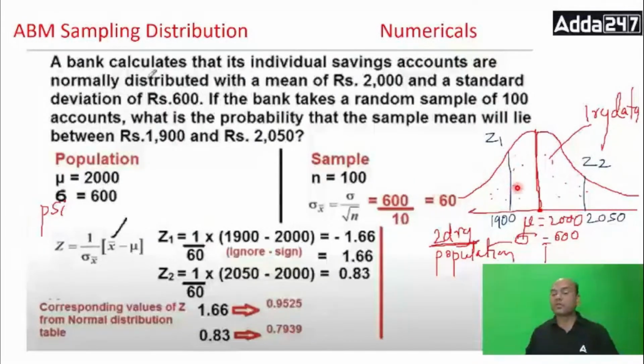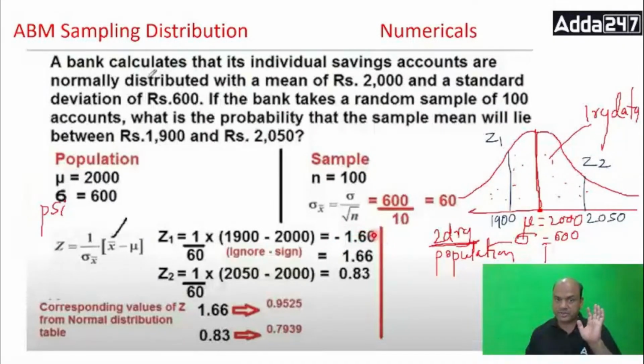Okay. Now you have to find out Z1 and Z2. One is for this, one is for this. So find out the Z. Look at this. This Z will be 1 upon standard error, 1 upon 60 into x bar minus mu. What is x bar? X bar is 1900. So 1900 minus population mean 2000. So that is what? 100. 100 upon 60. So 1.66.